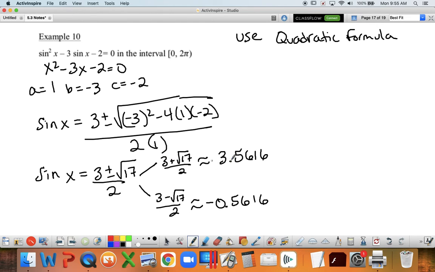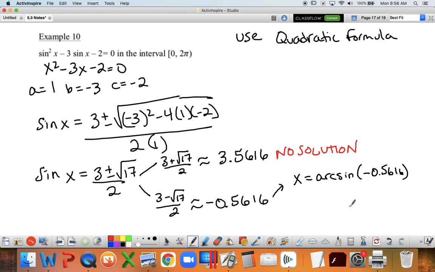Now, the sine of any angle can never be greater than 1. So this value here has no solution. So this one we don't have to worry about. Now in this case, there is a value, so we can consider it this way. We want to figure out, okay, x is equal to arcsine or inverse sine, however you want to write it, I wanted to show it both ways, of negative 0.5616.